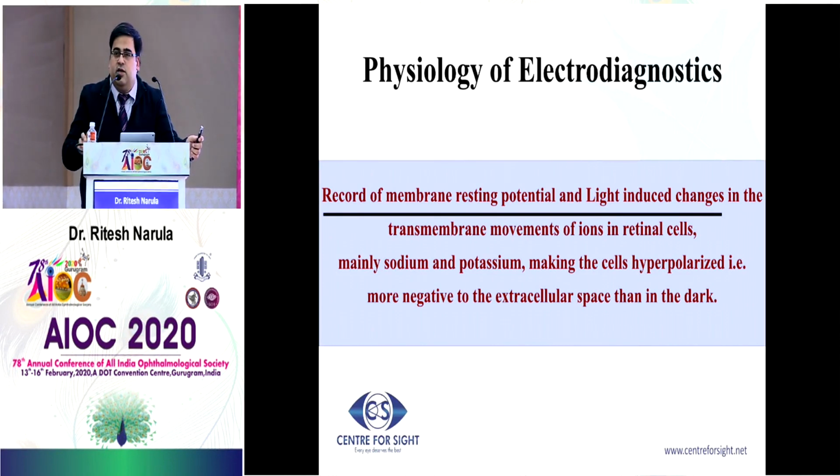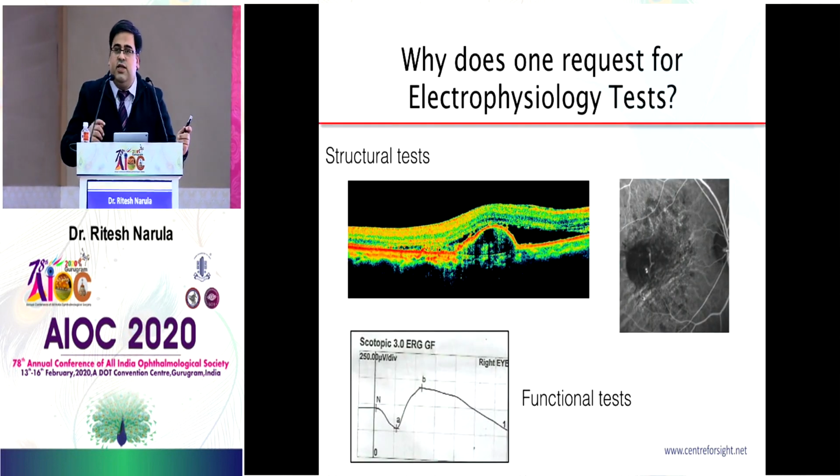Electrodiagnostics is a kind of ECG recording which records certain waves on a paper which come from the membranes, the resting potential of your retina and the light induced changes which happen. Why are we so keen to know about electrodiagnostics when we have such wonderful imaging modalities like OCT, FFA? The reason being, all these tests that you have been hearing about till now are anatomical tests. They do not study the function of the retina, which is predominantly to catch the light and transmit it as electric signals to your brain. That functional aspect is your electrophysiology.